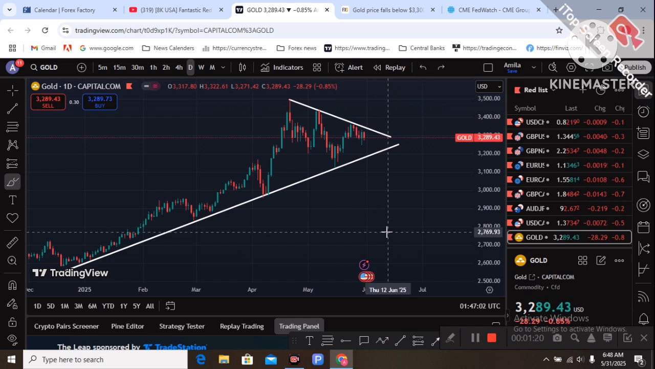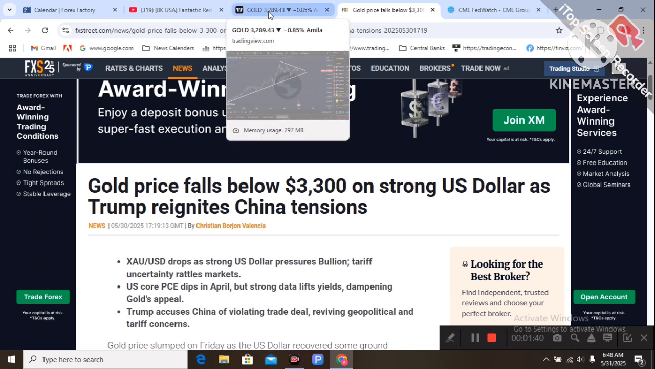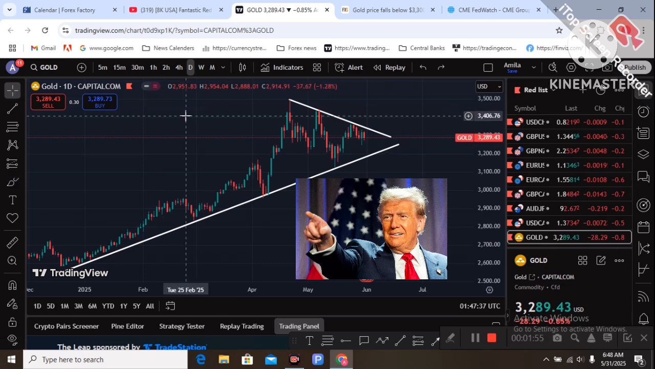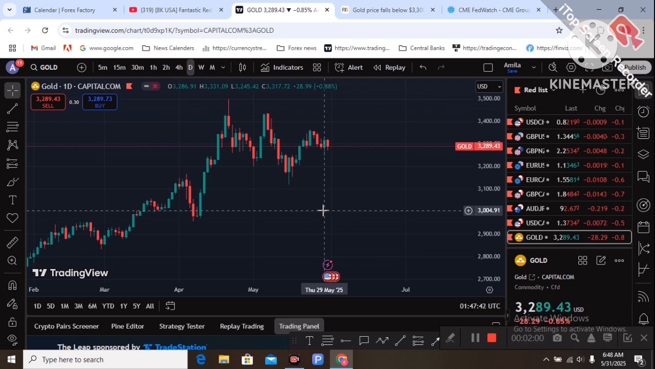So let's see the important economic events next week. The FX Street website mentioned gold price falls below 3,300 on a strong US dollar as Trump reignites China tensions. Again, trade war tension with China. So that's global uncertainty, trade war uncertainty, and gold price can be pushed to the upside. Remember, gold is a safe haven asset. So again, trade deal uncertainty and trade war uncertainty are there. That's what the FX Street website mentioned.